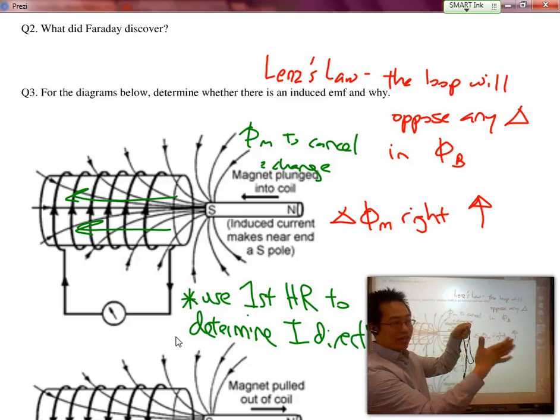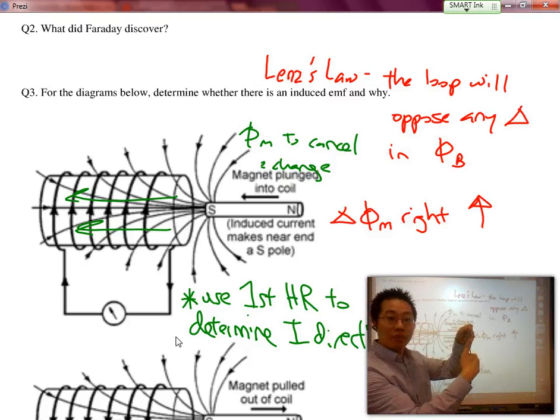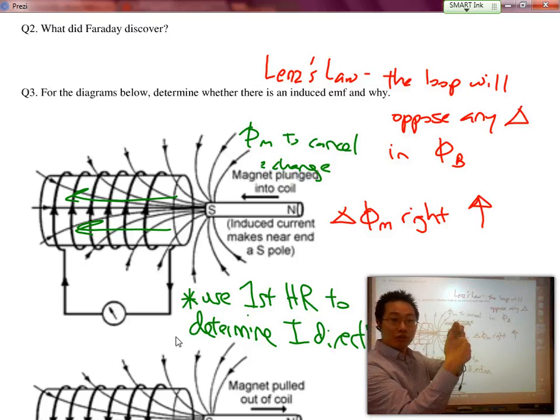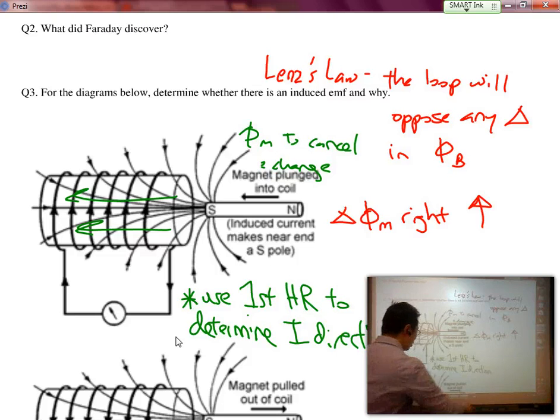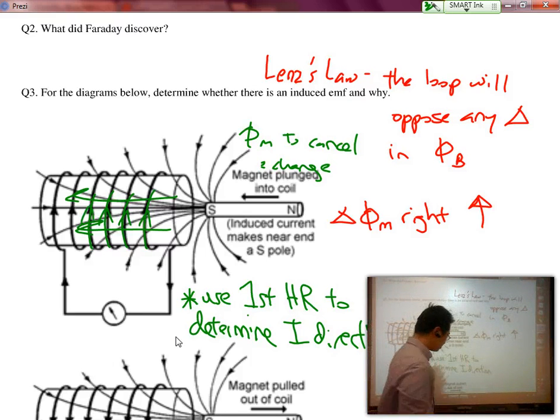I can see that as I wrap my right hand around it, my thumb is pointing upward on the side of the loop that's closer. So that's why over here we have these arrows that are all pointing up.